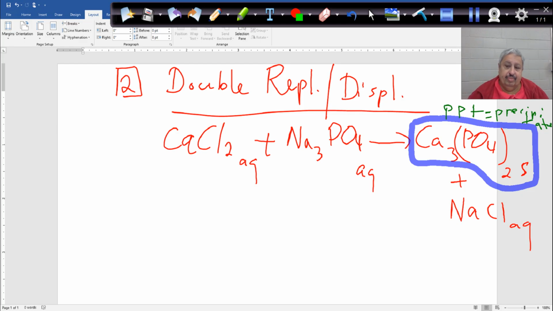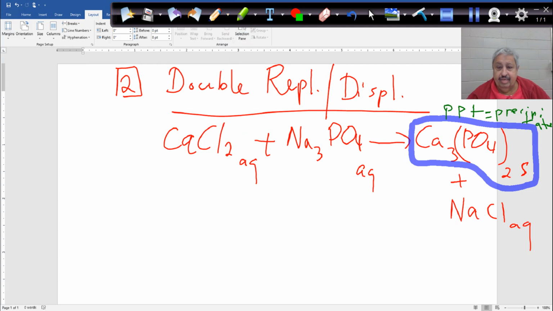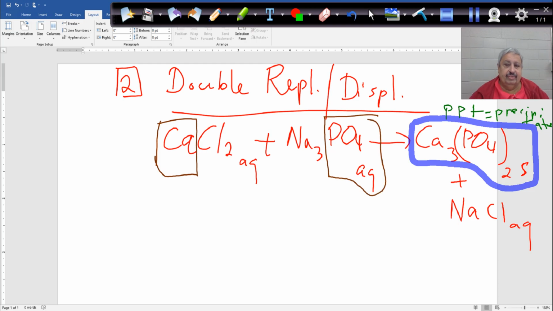And all the rest of the chemicals are what? Aqueous, so soluble in H2O, except this one here. This one will not be soluble. So now let's look at how we have double. It looks like calcium here will take over the phosphate. Correct? Calcium will take over the phosphate.